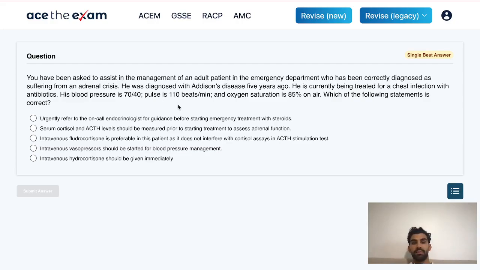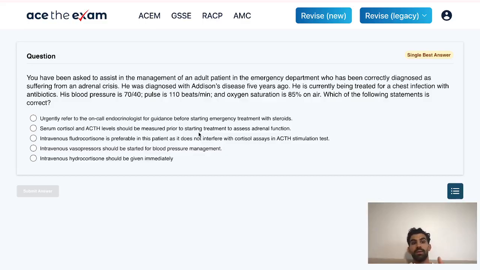So let's go through the answers and we'll talk a little bit more about it. The first one, we want to urgently refer to the endocrinologist for guidance and then start therapy. This is obviously incorrect. I just mentioned that we want to start treatment straight away. We don't want to delay anything. So even that little time that you go to call the endocrinologist and come back, that's still too late. This patient could die. So that's incorrect.